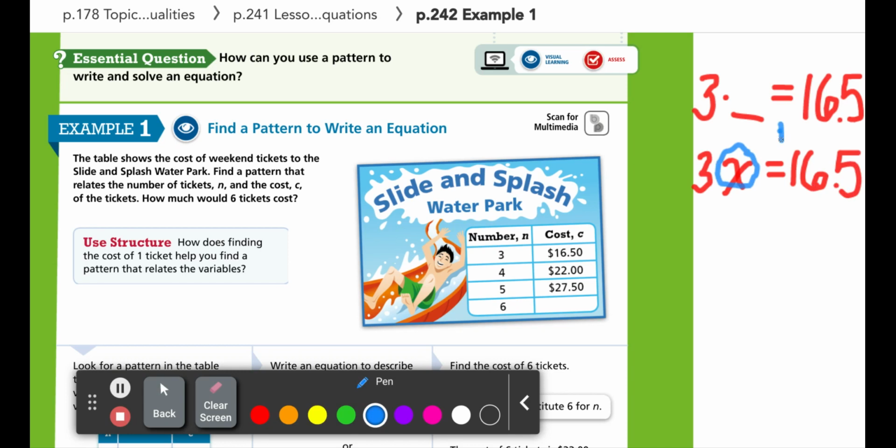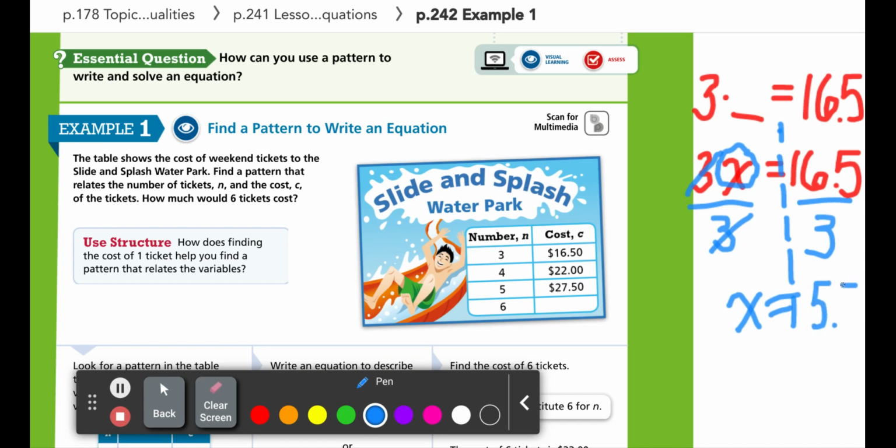So we're going to circle the variable. We're going to draw a dotted line down the middle. What operation is this 3x? 3x is multiplication. We have to do the opposite of multiplication, which is dividing. So we're going to divide both sides by 3. 3 divided by 3 is 1x, and x is going to equal, in your calculator, you have to do 16.5 divided by 3, and you get 5.5.